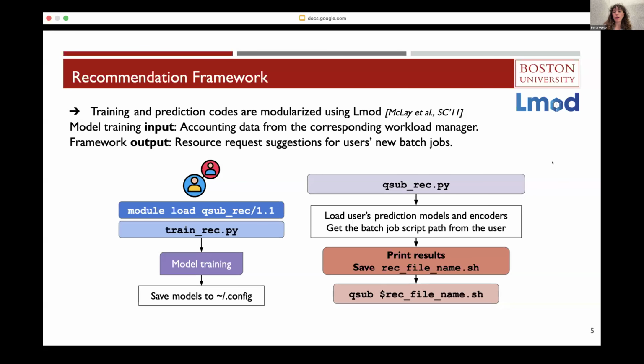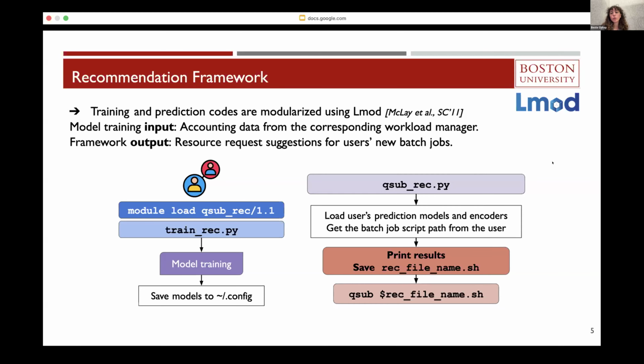So there are three main commands that the user should run in order to use this framework. The first one is, as with any module, we first load the module. It's called qsubrec right now, and 1.1 is the current version, which will be updated as we keep deploying the framework. And then we advise the users to run the training code at least once after they load the module. The model training saves the models to their home directory. So once they do this stage, for the upcoming job submissions and request suggestions, they don't have to retrain the model for a certain amount of time.